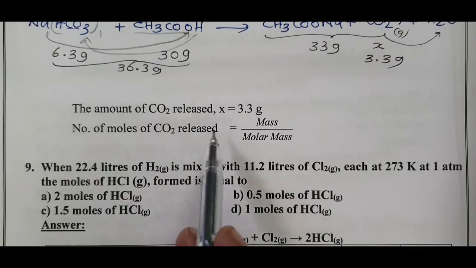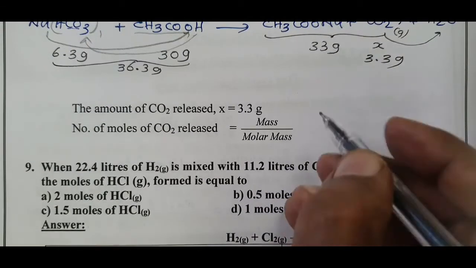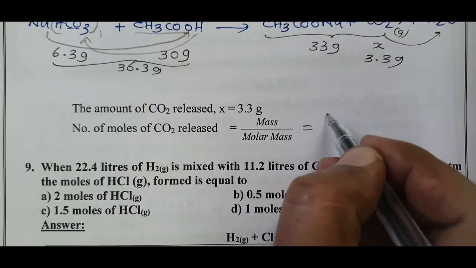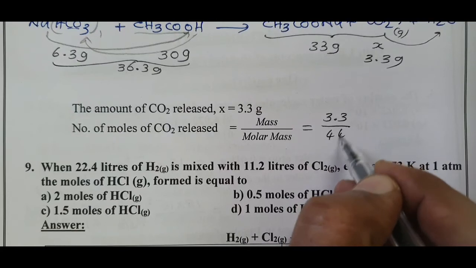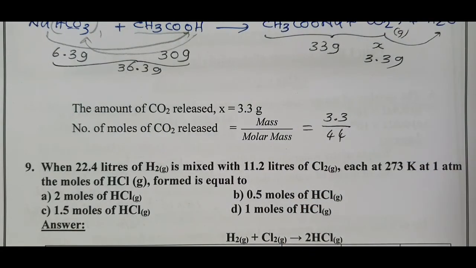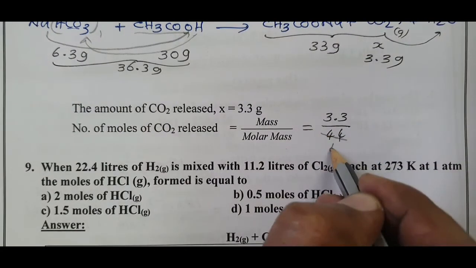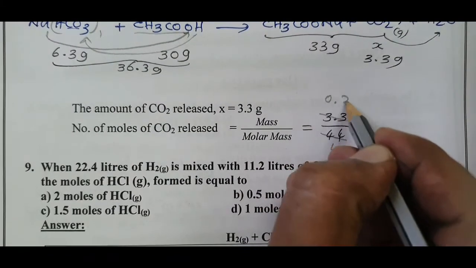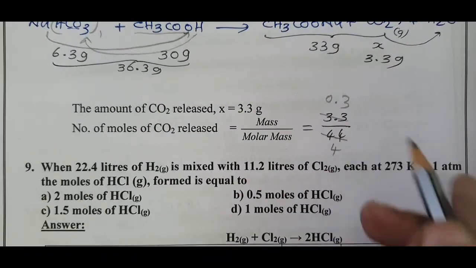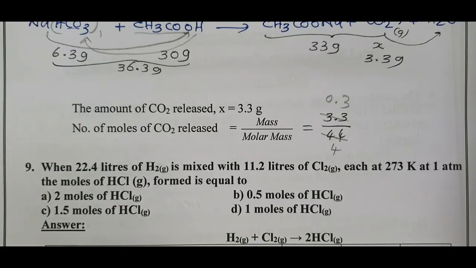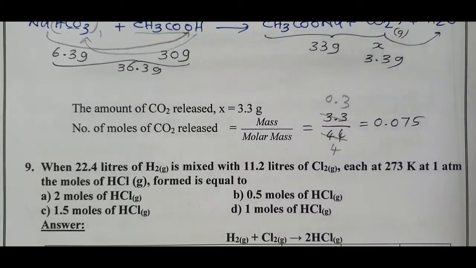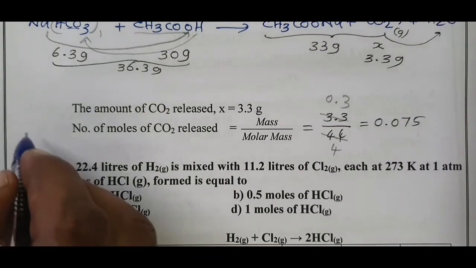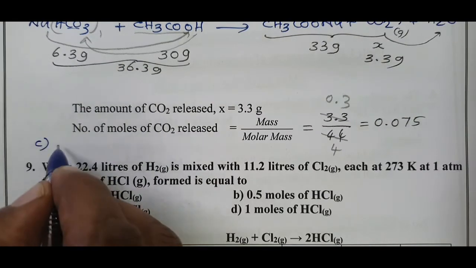Number of moles released is mass by molar mass. Mass of carbon dioxide is 3.3. We know the molecular mass of carbon dioxide is 44. In the 11 table, 4 11s are 44, 3 11s are 33. So 3.3 by 44 equals 0.075. That is the answer, and the answer is C. So the answer for the 8th question is C, 0.075.